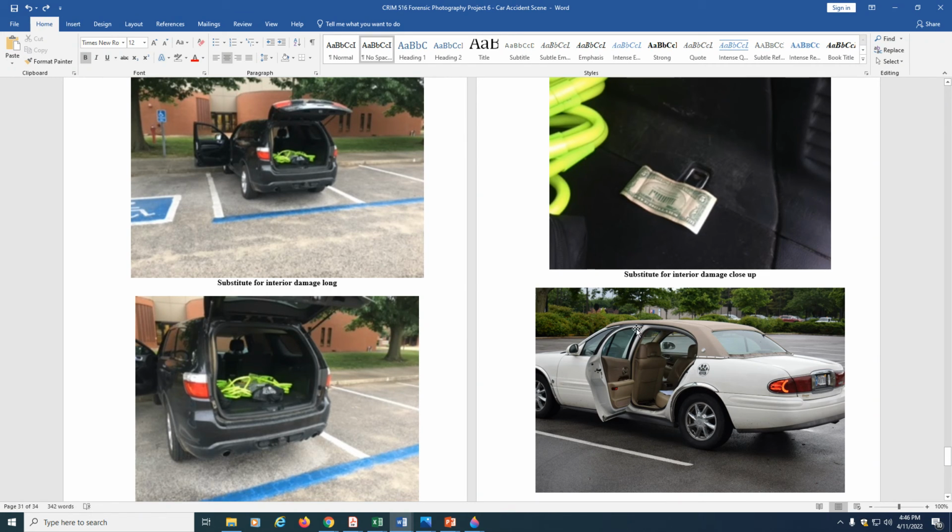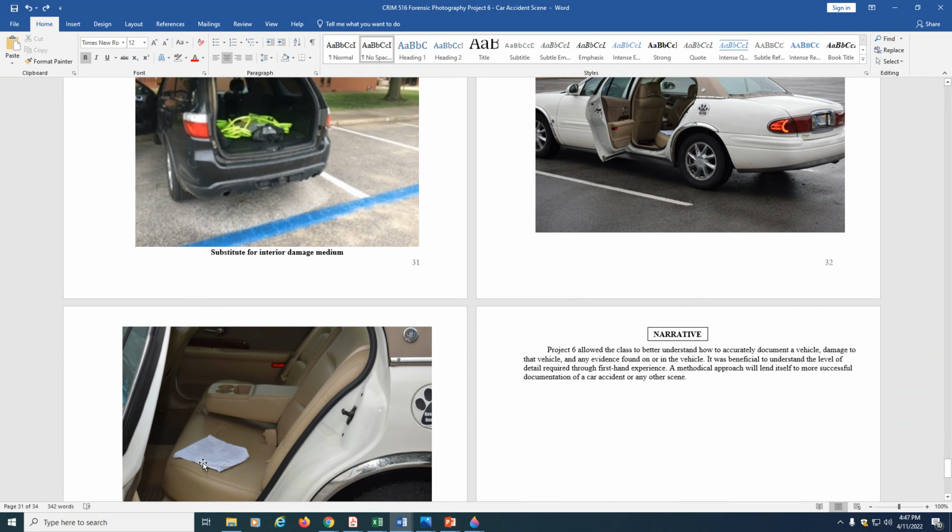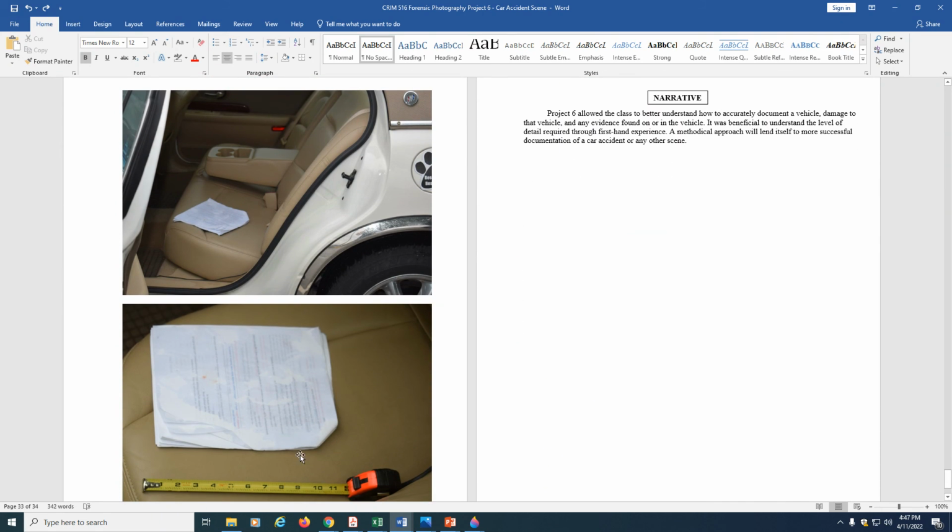Again, a longer range photo showing the door open, showing what part of the car you're talking about, what car itself you're talking about, and then the evidence itself within the compartment, the passenger compartment. And the last one is this photo here of your supposed damage or evidence, right?